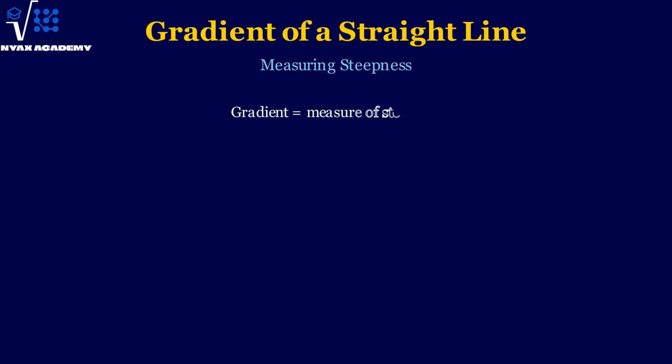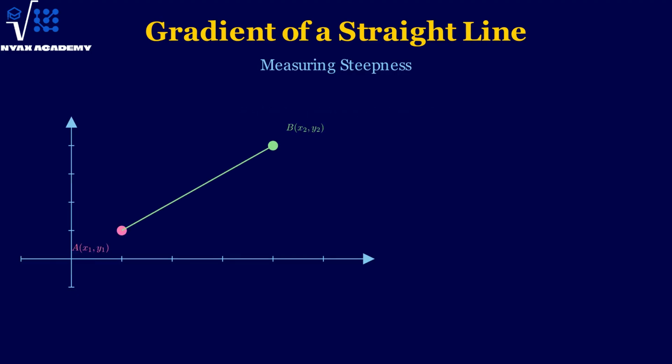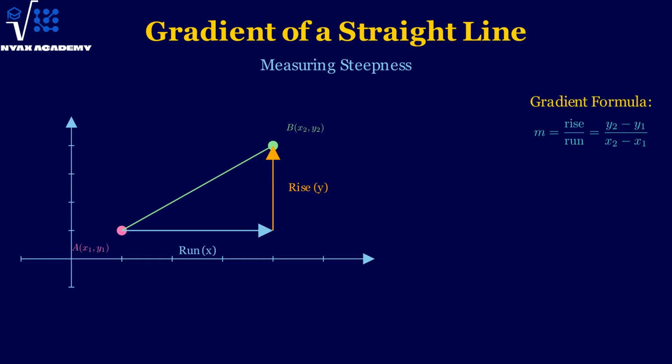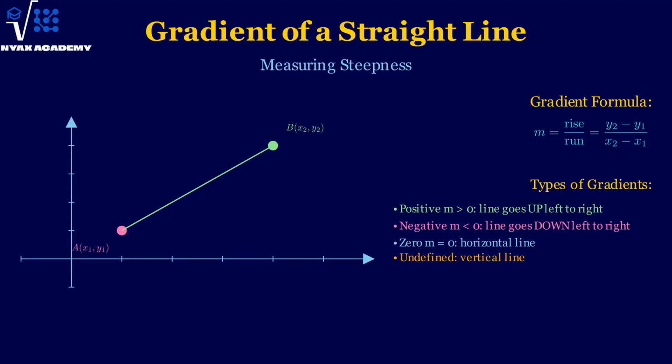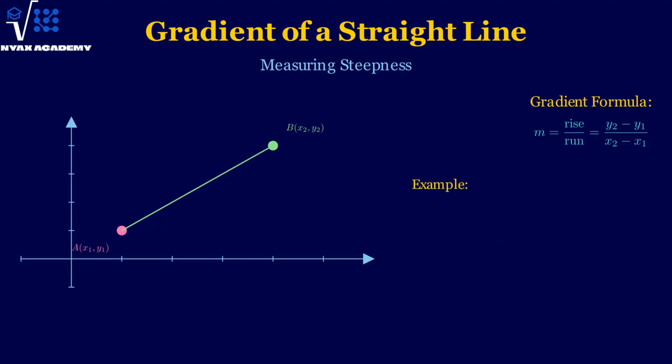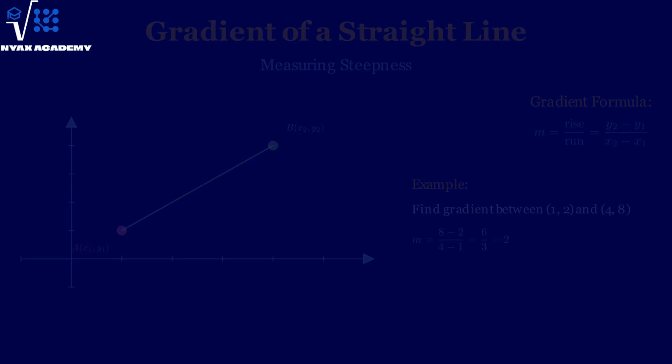Another concept we come across under coordinate geometry is gradient, which is a measure of steepness. With our points A, B, along the y-axis we have a rise or a change. So we use the formula gradient m equals rise over run, or change in y over change in x. We get a positive gradient when our line goes up, a negative gradient when the line goes down, and we have 0 when our line is horizontal since there is no change in y, and the vertical line has an undefined gradient. Let's look at our example where we have to find the gradient, and we find positive 2, so our line was going up.